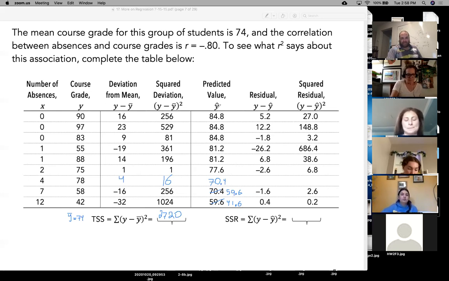So what's 90 minus 84.8? 5.2. Go, 97 minus 84.8? Well, I bet it's 12.2. Remember, there are mistakes, so it might not be. 97 was my actual grade. 12.2 is correct.